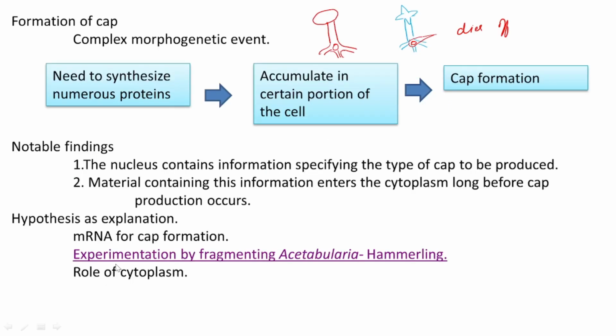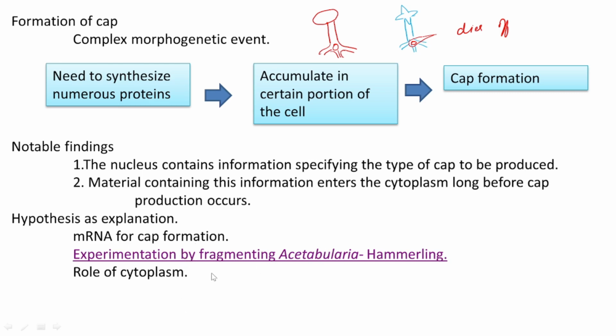It is proved. Along with that, scientists understood the significance of cytoplasm. The significance is that even if the mRNA is present in the cytoplasm for a long time, its expression doesn't happen there. That means some factors present in the cytoplasm prevent the translation of the mRNA till the proper time of cap formation. So, in that way, cytoplasm is also playing a leading role in the formation of cap.